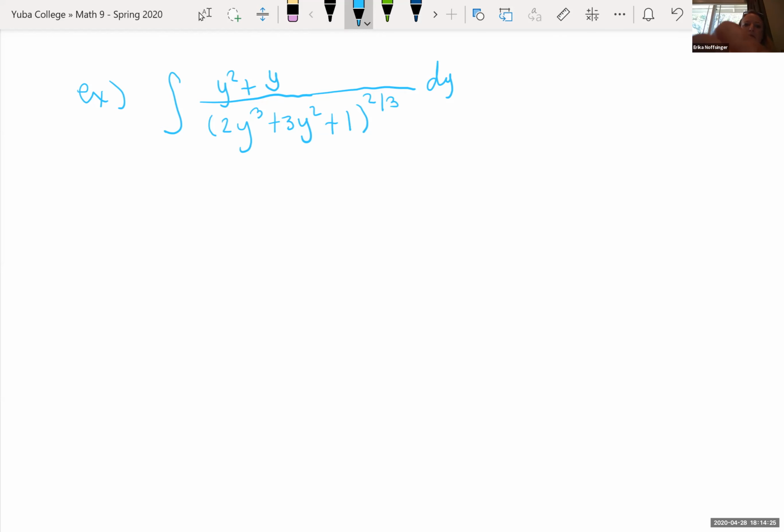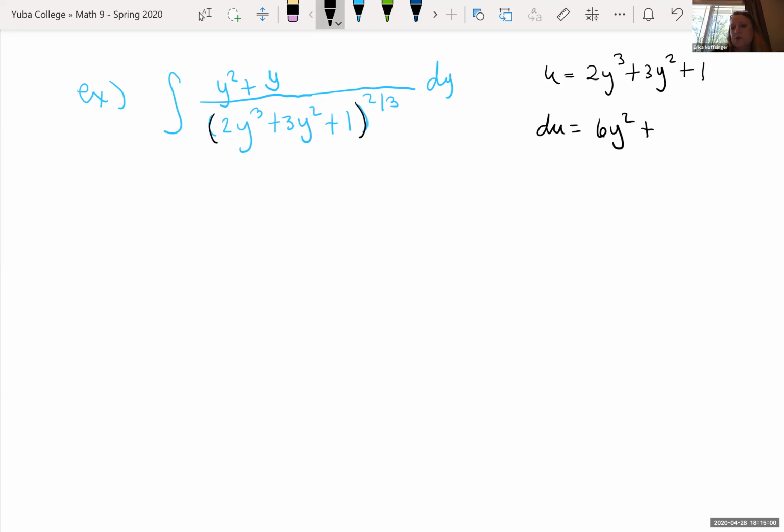So if we chose u to be this piece, when we take the derivative of it, our first term is going to be a squared, our second term is going to be a 1, so we might be able to manipulate it to get rid of that numerator. So differentiate both sides. The derivative of u is 1, du is equal to the derivative of 2y cubed, which is 6y squared, plus the derivative of 3y squared, which is 6y, plus the derivative of 1, which is 0, and we just did that with respect to y.